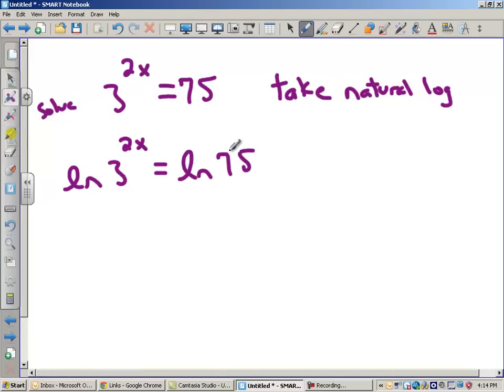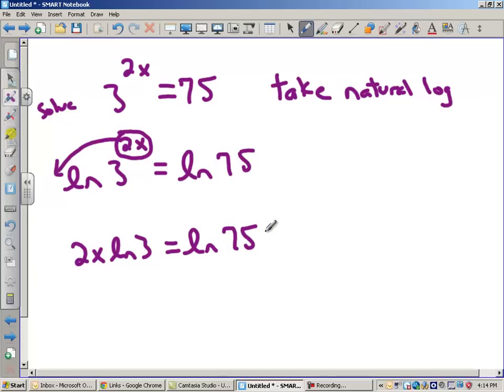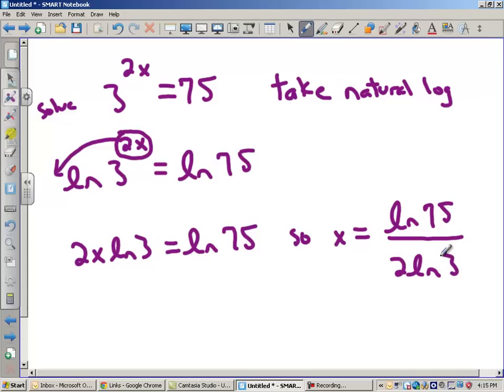Now we know from our properties of logarithms that we can take this exponent down in front. So this is 2x times the natural log of 3 is equal to the natural log of 75. Then I'm going to divide through by the natural log of 3 and then by the 2 to find my x. So x is going to equal the natural log of 75 divided by 2 natural log of 3. I'm going to type that in my calculator right now. Natural log of 75 divided by, better put parentheses around this bottom or you're not going to get this right, 2 natural log of 3.